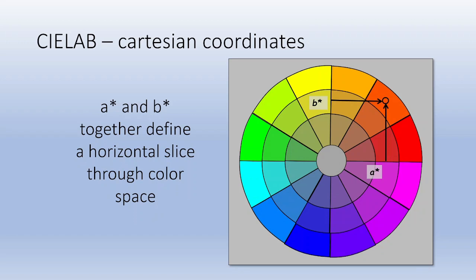This is Cartesian coordinates, if you happen to remember the analytical geometry that you had in high school. Any point that's on this can be identified by two numbers, and it will be uniquely identified by those two numbers, A star and B star. You may notice that those are just a little bit confusing. We don't normally think in terms of the reddish to greenishness of a color and the yellowish to bluishness.